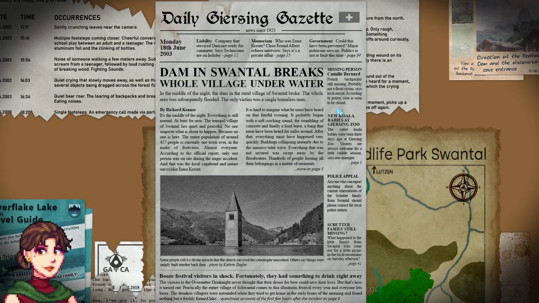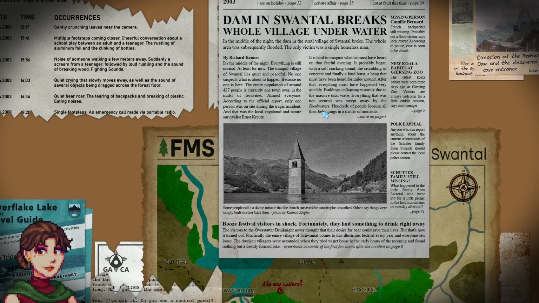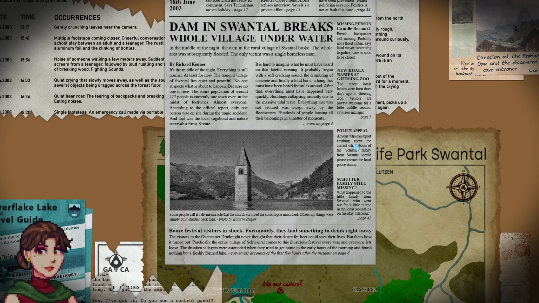Okay, well, we know she's dead. New koala babies at Hirschen Zoo. Visitors are always welcome for a cuddle session. Police appeal. Anyone who can report anything about the current whereabouts of the family should please contact local police station. Family still missing. What happened? Who went out for a little picnic on the local mountains on Tuesday afternoon?